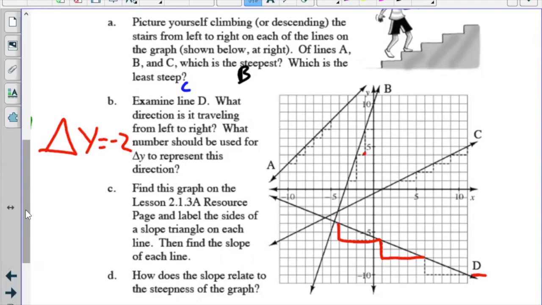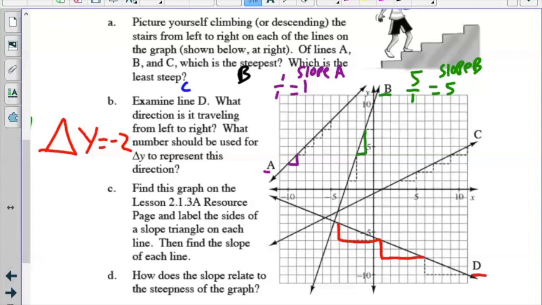All right. We're going to find the slope of every line now. I'll make A here in purple. So if I look, change in y is 1, change in x is 1. So the slope of A is 1. Let's make B here green. If I look, I am going up 5, going right 1. So 5 over 1, or 5, is the slope of B.